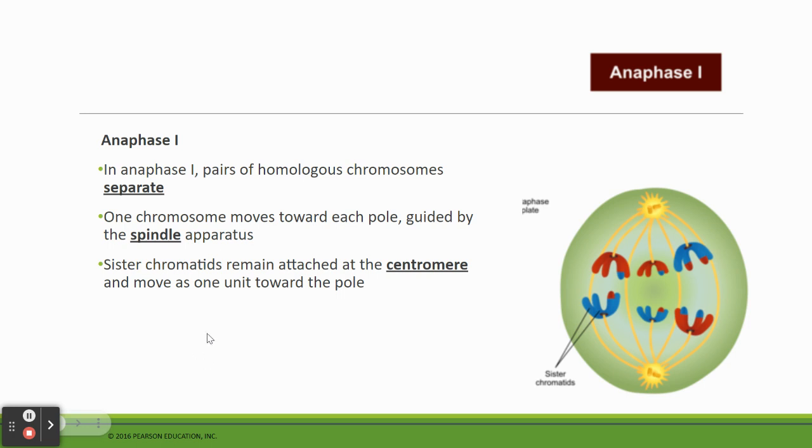All right, so in anaphase 1, we're going to split up the pairs of homologous chromosomes. We're going to separate them. One chromosome is going to move towards each pole, and this happens by the spindles. The sister chromatids remain attached at the centromere, though, so they do not separate yet. We're just pulling one of those down, and the centromere helps them move towards the pole.